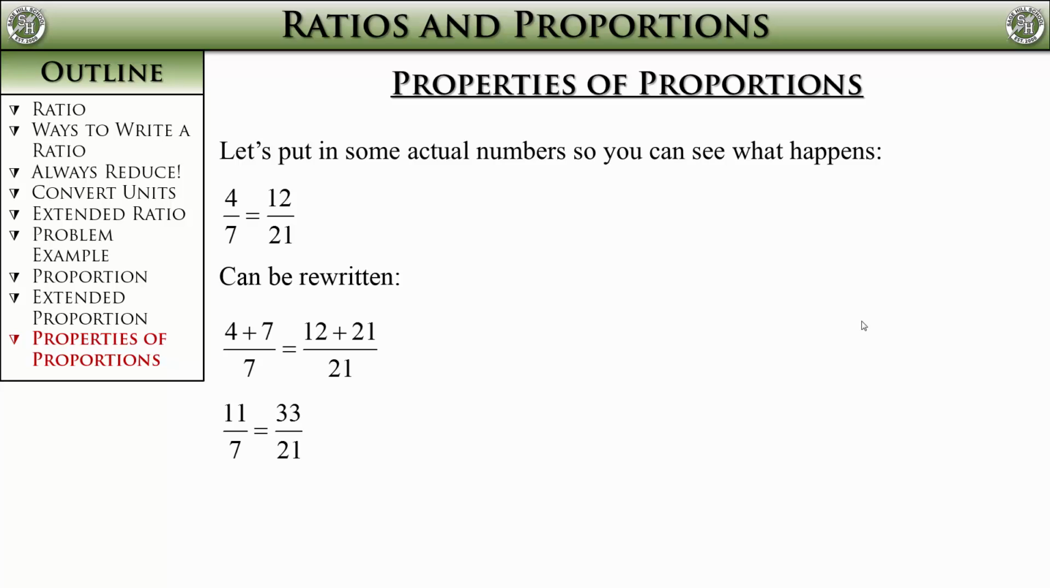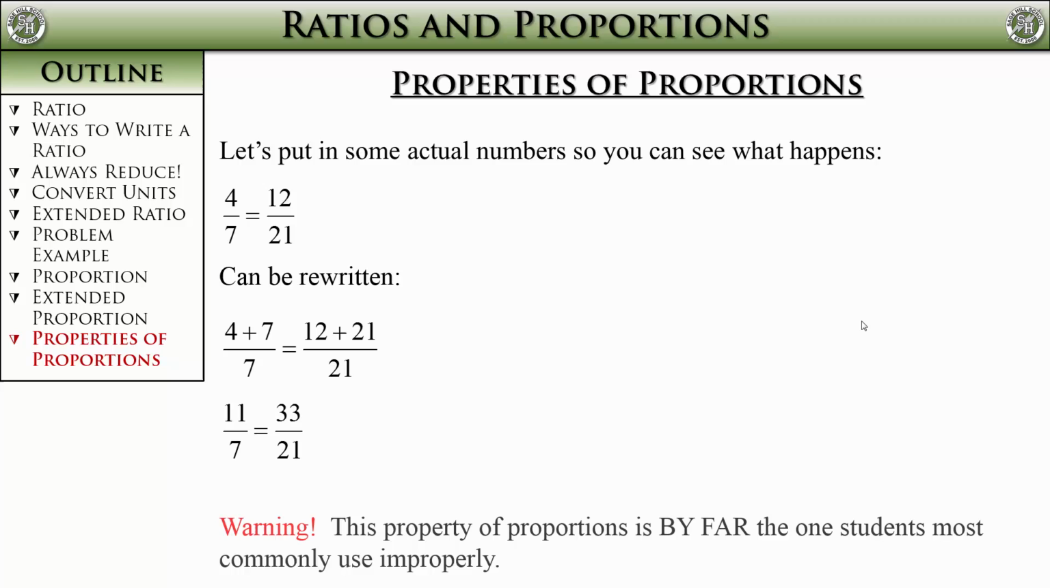I need to give a huge warning here. This property of proportions is by far the one students most commonly use improperly. Here's the problem. It has been drilled into you, or at least it should have been, that if you do one thing to one side of an equation, you must do the same thing to the other side of the equation, which is absolutely true and fine. Here's where students get tripped up.